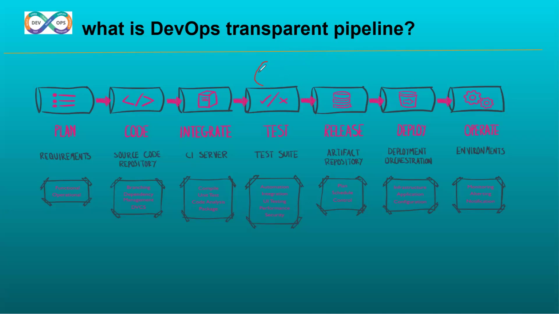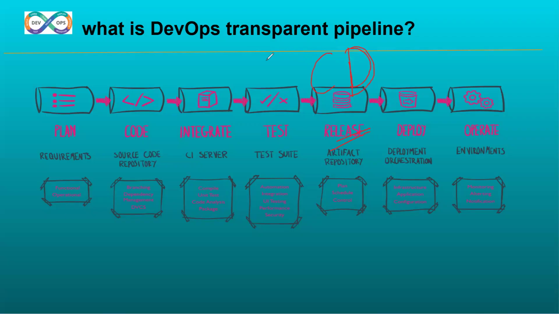If it is 0 errors and 0 bugs, what are we calling it? The working software. The working software, we are calling as an application. That application we're going to be continuously delivering, which is nothing but a release.